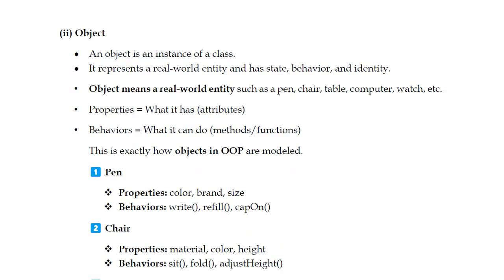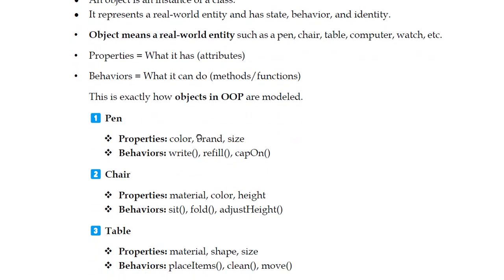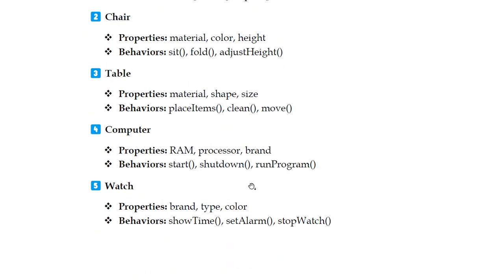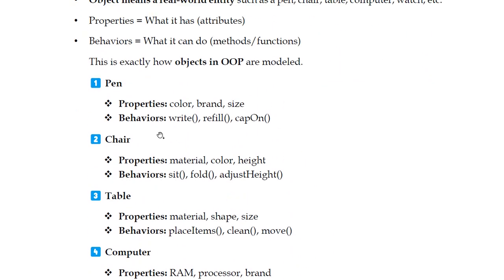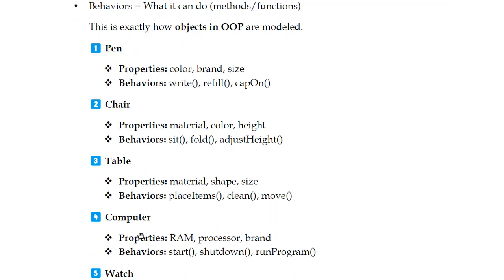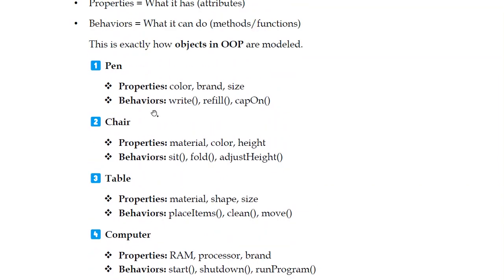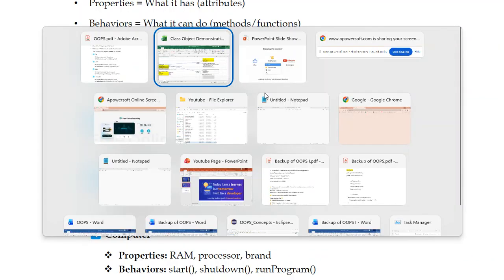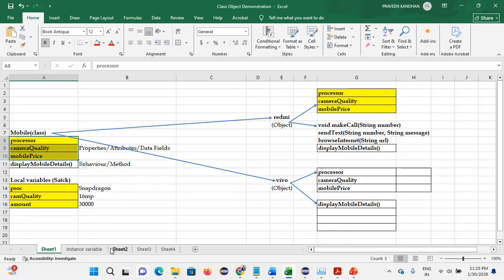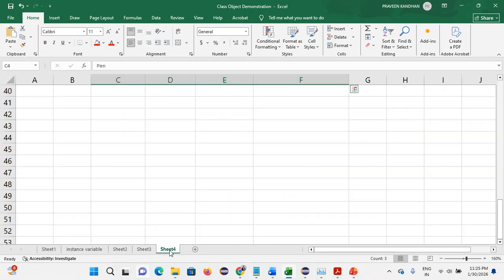It represents a real-world entity and definitely should have state, behavior, and identity. State we already discussed: the properties or attributes it has. Behavior means actions, what it can do. Here I'm giving pen, chair, table, computer, watch as class names. The data members, for example, for a pen are color, brand, size. So I'm giving the task to you. Just pause the video and check whether you are able to solve it or not.